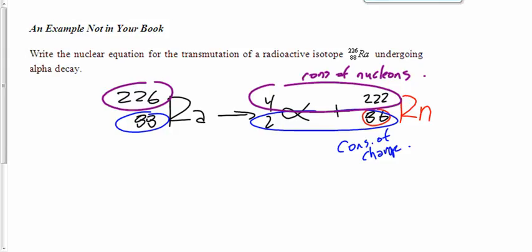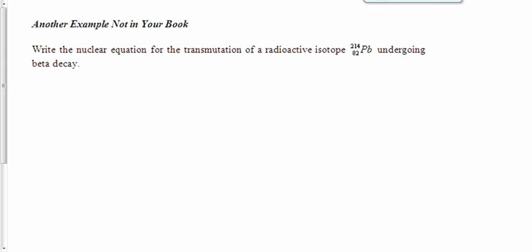All right, let's do another one here. This, by the way, says transmutation of radioactive isotope lead-214 undergoing beta decay. It should say beta negative decay. We should specify whether it's beta negative or beta positive, because there are the 2 types, right? I've got lead-214. It undergoes beta decay. And that happens because we have too many neutrons.